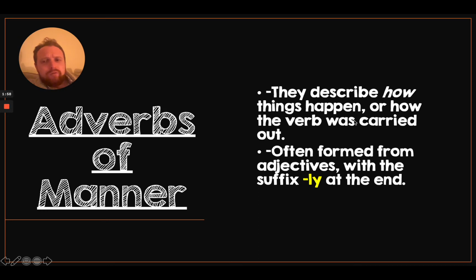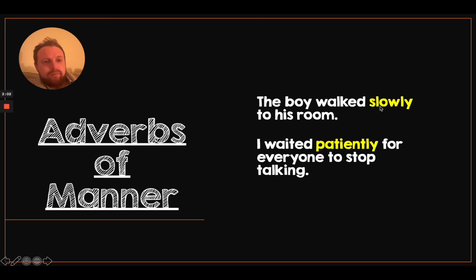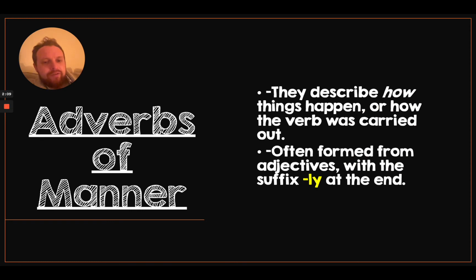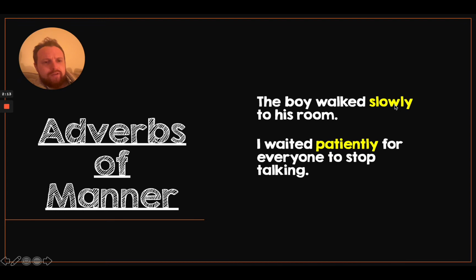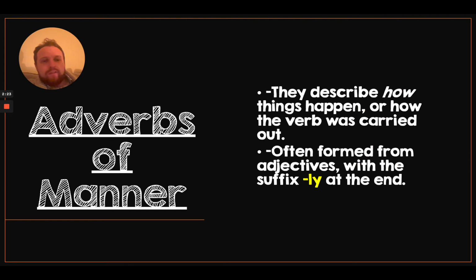So they're often formed from adjectives. So we make these out of adjectives. So for example, slow is an adjective, patient is an adjective. They're describing words. Okay, they've been turned into adverbs by adding the suffix ly to the end. So if you look at slowly, ly, patiently, ly. Okay, and in a lot of cases, adverbs of manner end with ly. Okay, and they're words that describe how things happen.